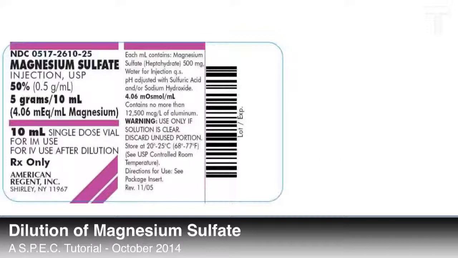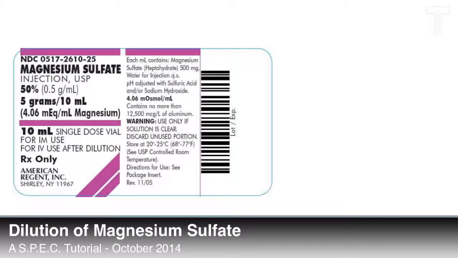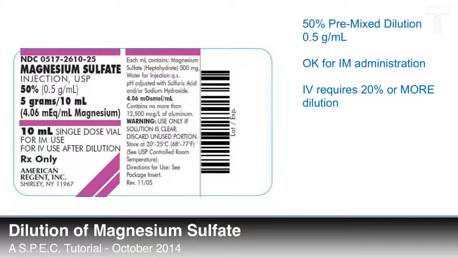Now, magnesium sulfate automatically comes in a 50% solution. It comes in 5 grams in 10 milliliters. It's the equivalent of half a gram per milliliter. Now, this by itself is okay for intramuscular administration, but if we were to give it IV or IO, we need to dilute it down to a minimum of 20%. 20% being the bare minimum. We could dilute it to 10, 5, or 15 if we wanted to. That's only for IV use.